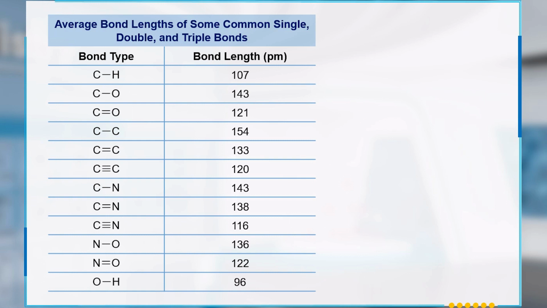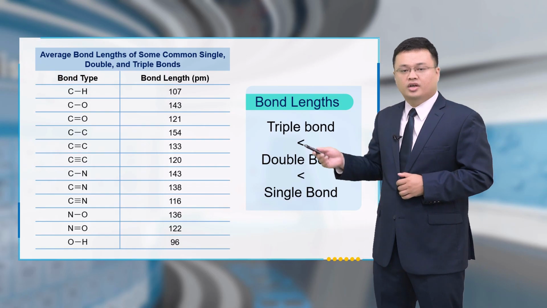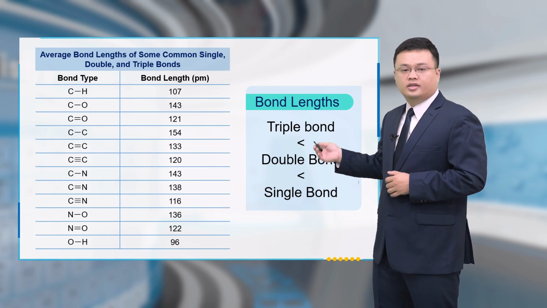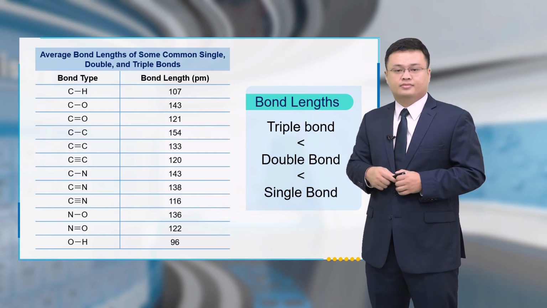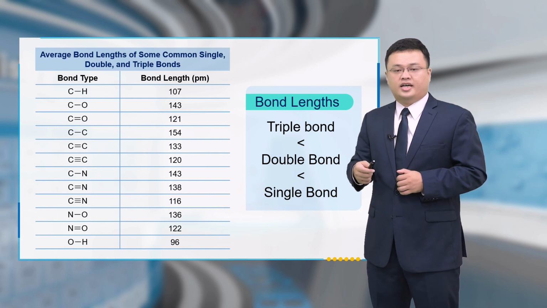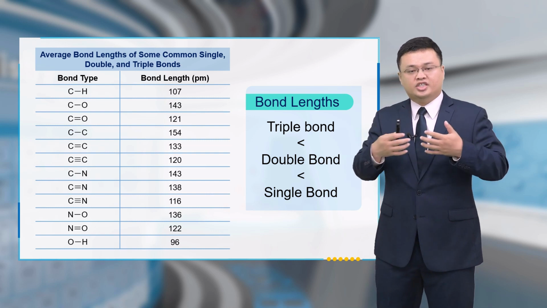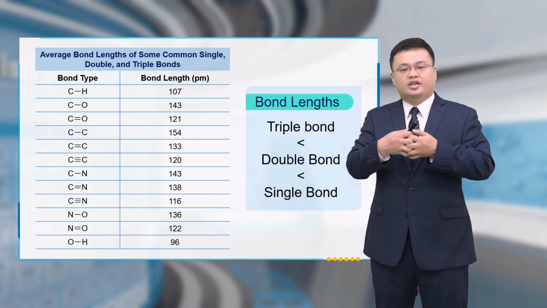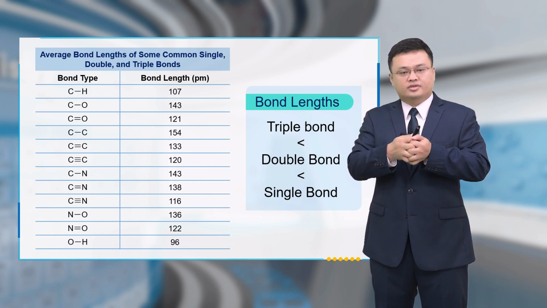Take the carbon-carbon single bond, double bond, and triple bond for example. The bond length decreases, and this is a general trend: the bond length decreases from single bond to double bond, then to triple bond. It's not hard to understand. With the increasing number of shared electrons, the two atoms usually get closer, thereby the bond length is shortened.